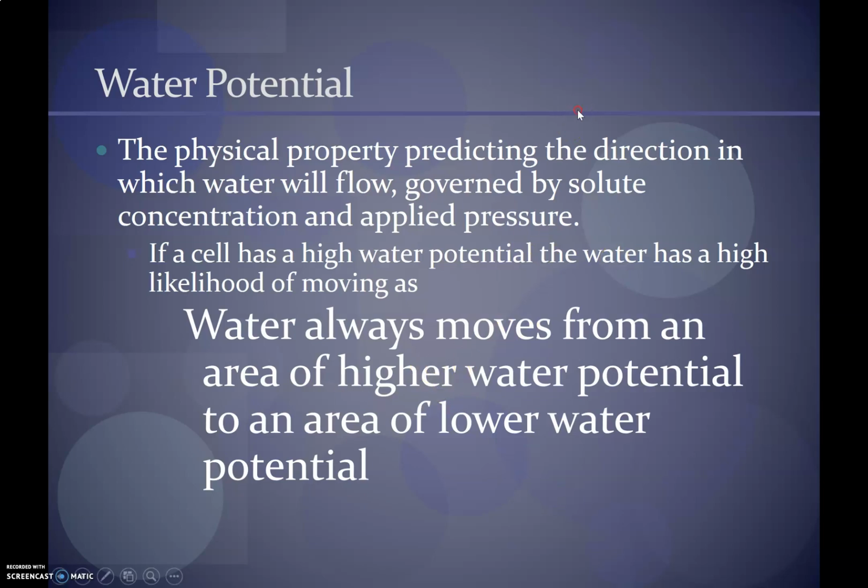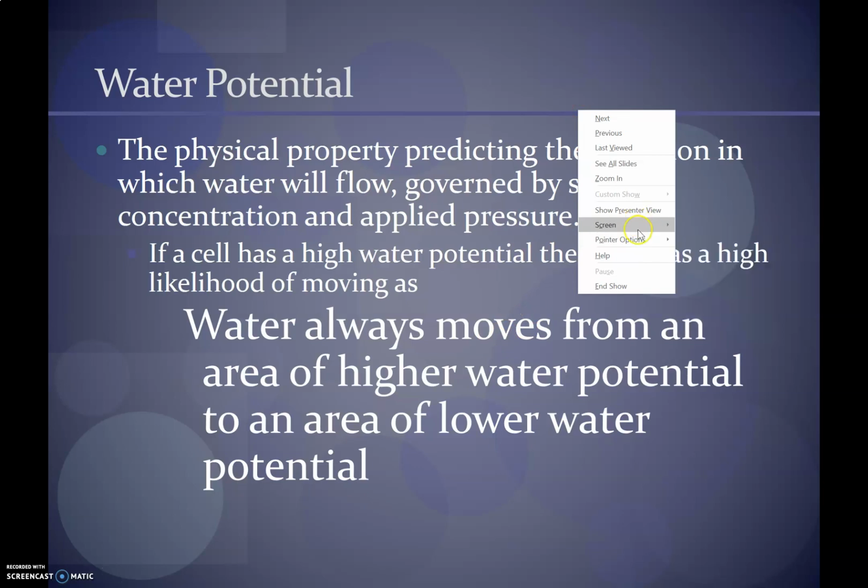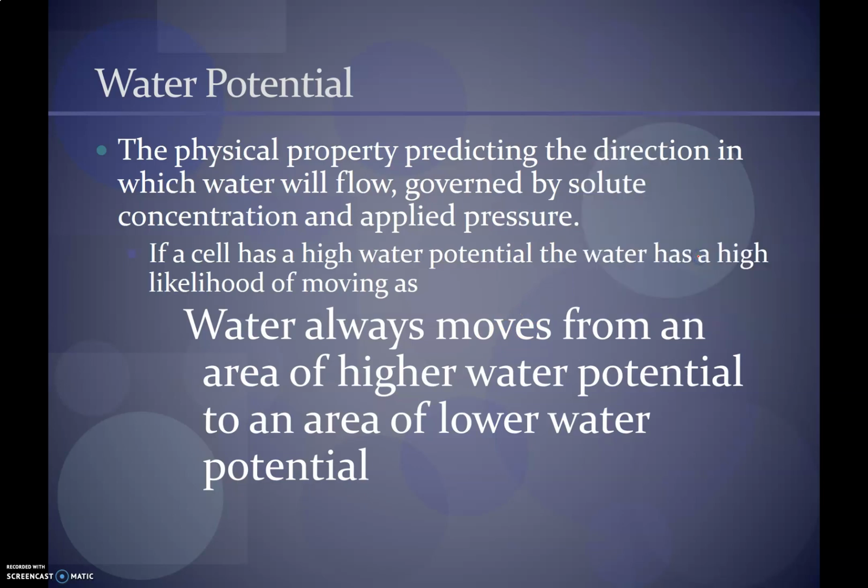And let me get my pen out so I can annotate the screen a little bit. So again, if a cell has a high water potential, it's likely that the water is going to move out of the cell, because water always moves from an area of high water potential to an area of low water potential.